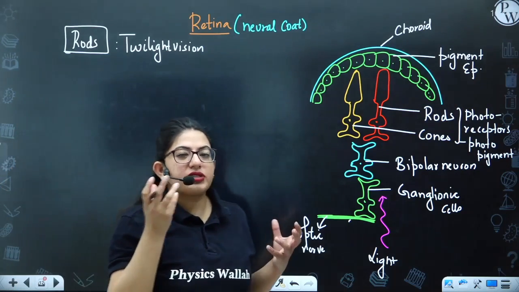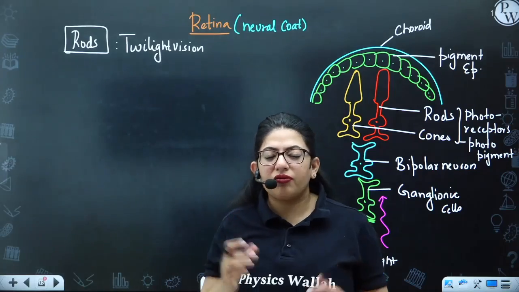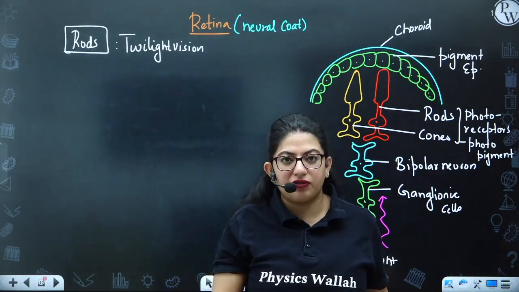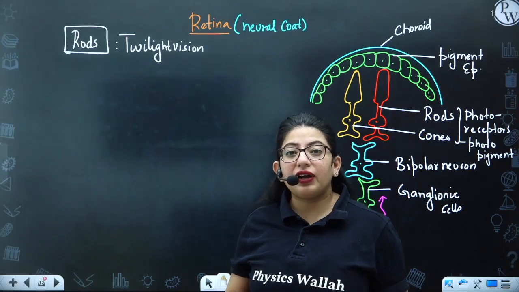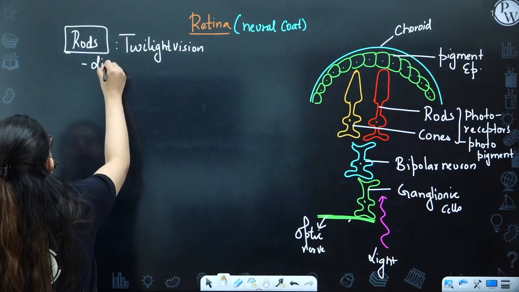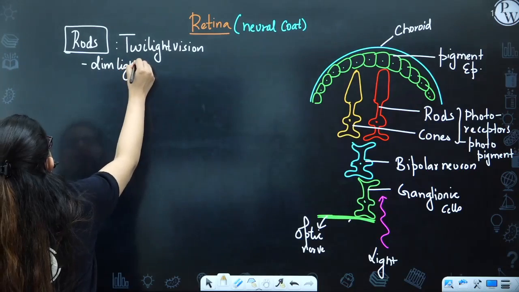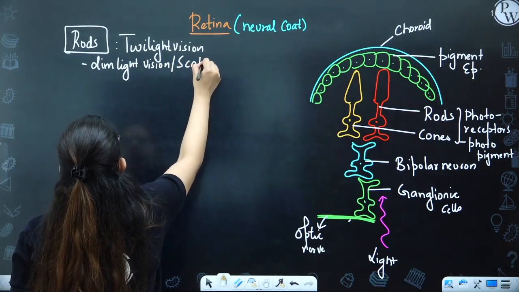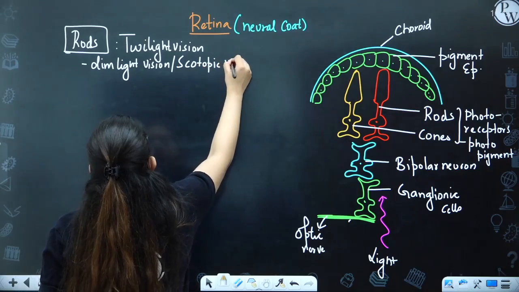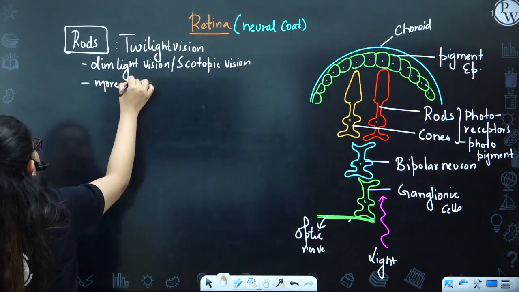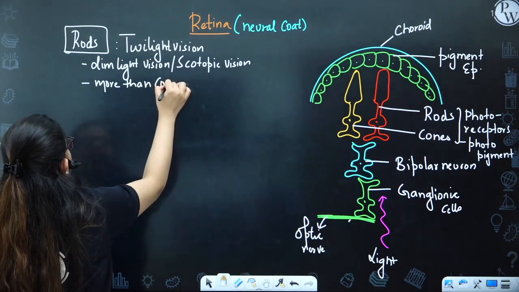In complete darkness, you cannot see. If there is a room with no light, you cannot see. So I cannot say rods help in dark vision; I will say they help you to see in dim light. So they help in dim light vision, also known as scotopic vision. Their number is more than cones.